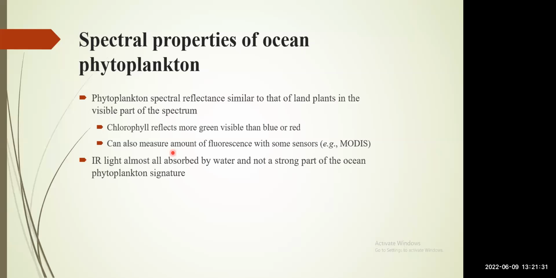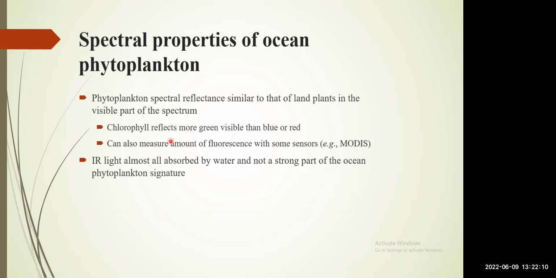The spectral properties of the ocean: the phytoplankton spectral reflectance was similar to that of land plants in the visible part of the spectrum. Different areas have different spectral reflectance, but as we can see here, land plants in the visible part of the spectrum have the same spectral reflectance as phytoplankton.